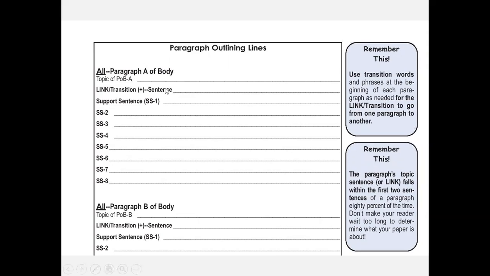And then they do their link transition. So how are they going to go from the appearance of the lion to the predator and prey, right? So what are you going to put? What are you going to say here? What kind of link will you have? And then they can outline that link there. And then they have all their SSs, their support sentences. And they do that for all of them.